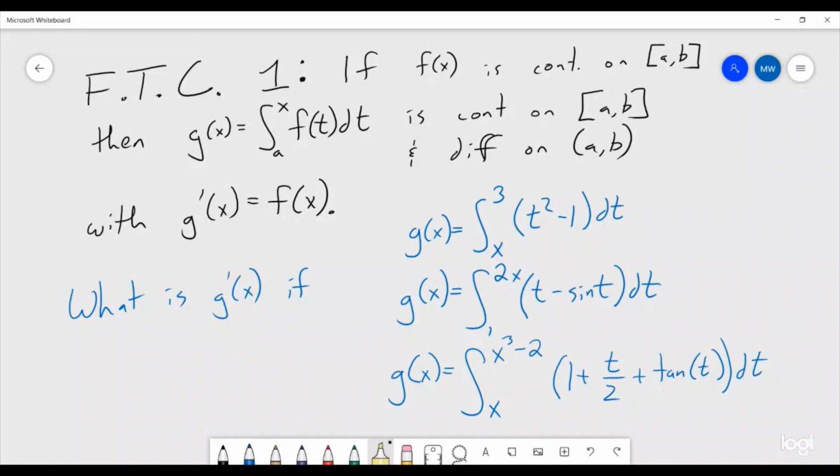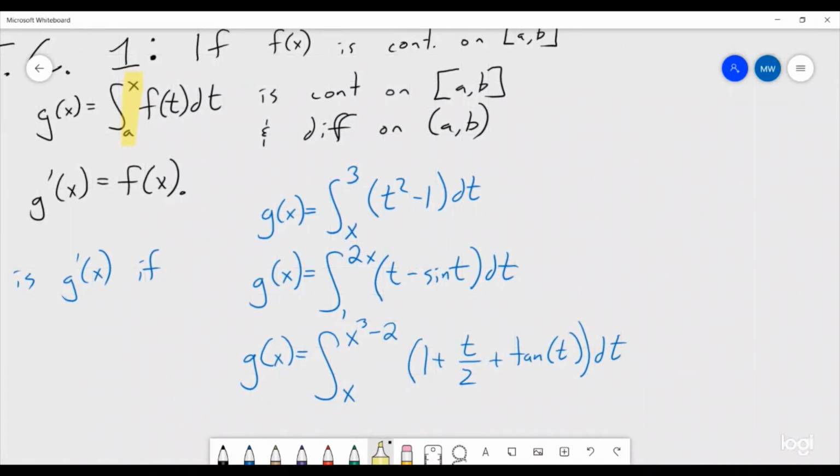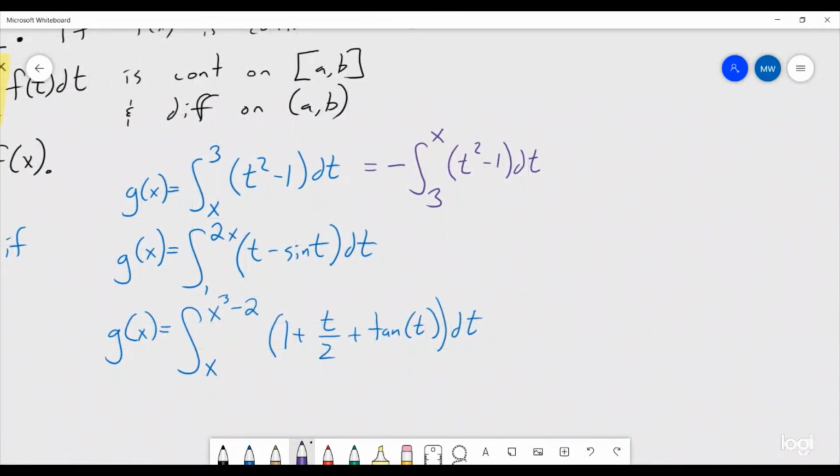Okay, so the important thing to remember is this is true specifically when it goes constant to x. This first one, that's not going constant to x, that's going x to a constant. So first, we have to rewrite that as constant to x. And if we do that, we have to change the sign out front, so that becomes negative integral of t squared minus 1 dt. And so then, now this is constant to x, so that means we can figure out what g prime is. So g prime of x is going to be negative x squared minus 1. There you go. We would do this first one.